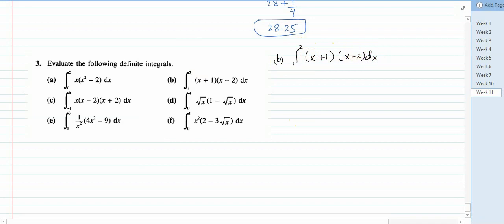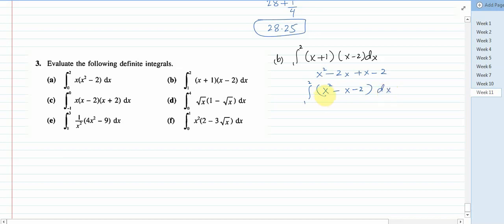Before starting the integration part, we must simplify our question, and by simplification I mean that we need to multiply these two brackets. So x into x, it's x square, minus x into 2, minus 2x, plus 1 into x, plus x, minus 2 times 1 is 2. Alright, if I simplify, it's x square minus x minus 2, and the integral is from 1 to 2 and it's dx. Now my question is simplified and ready to integrate.